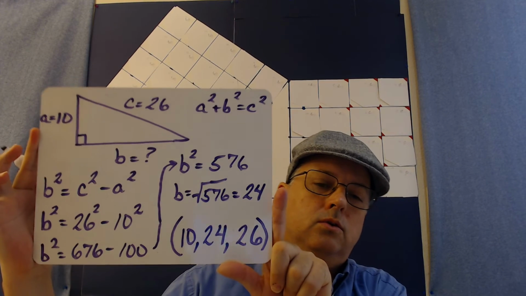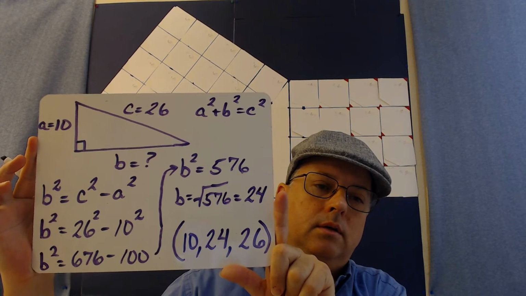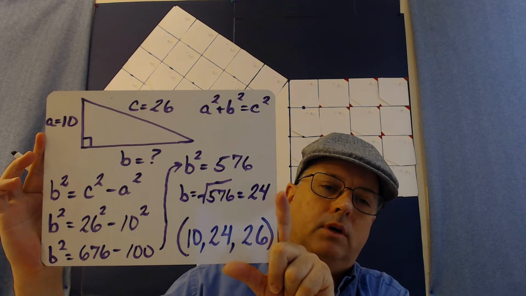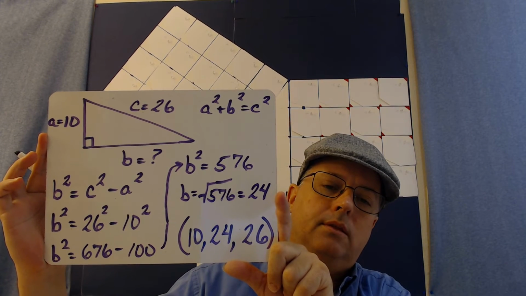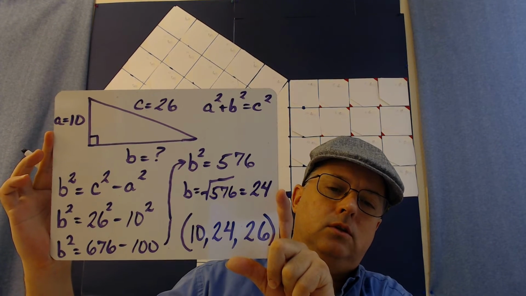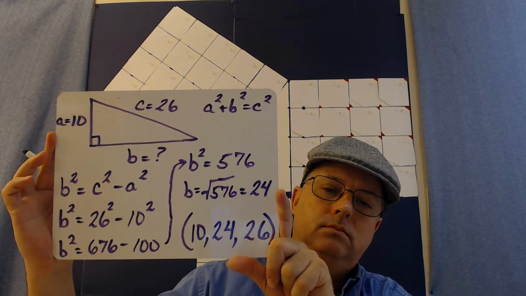Okay. So another example of finding one of the lengths of a right triangle given the other two lengths. And this is a 10, 24, 26 right triangle. Okay, so now check this out. We're going to write down those three Pythagorean triples that we found.